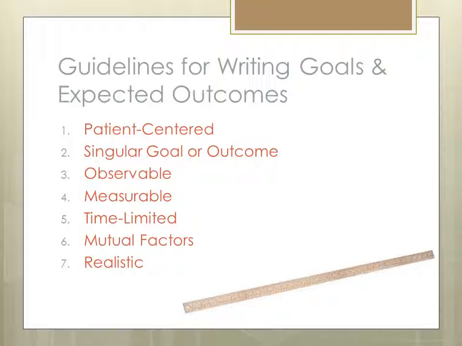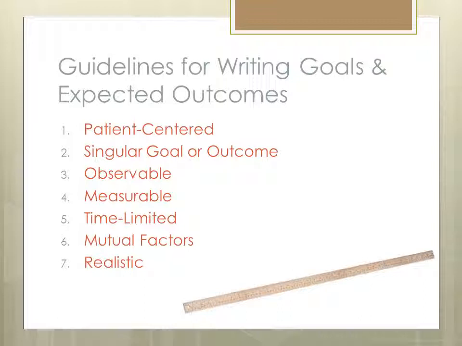So guidelines for writing goals and expected outcomes have to be patient-centered. So they have to reflect the client's behavior and the response. It needs to be a singular goal or outcome. It should address only one behavior or response. It has to be observable. In other words, it can't be something that you feel. It has to be something that you can actually see. It has to be measurable. You have to put a time limit on it or some type of measurement. It has to have a time limit on it.